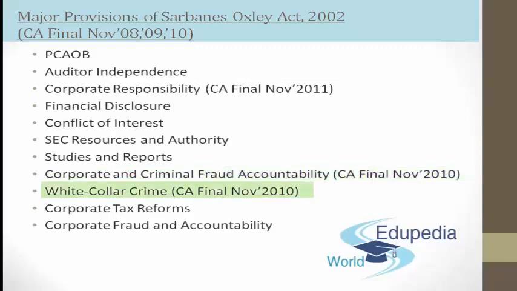Okay. Next will be white collar crime. Again, this question was asked in the CA final examination for November 2010 specifically. So what is white collar crime? There are two types of collar. If I were a labourer, a normal workforce, I would be categorized under blue collar. Blue collar workers are those who do manual jobs, the labour jobs, the physical jobs.